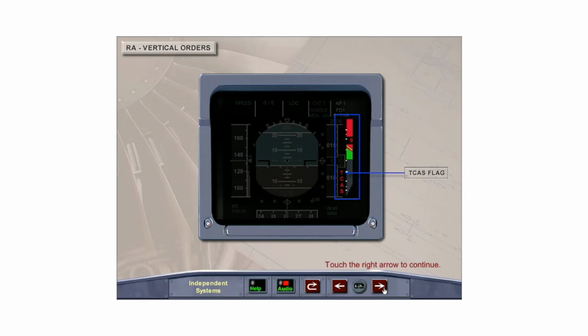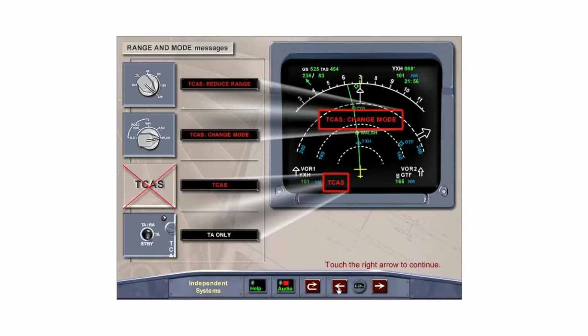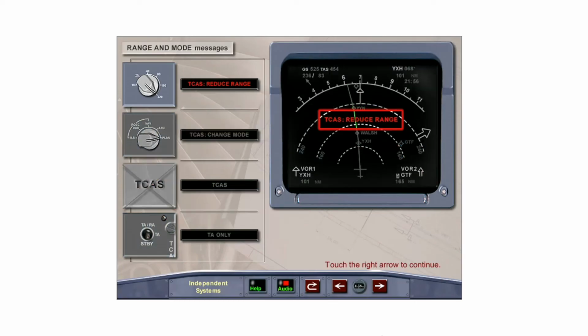The primary flight displays will display RA vertical orders on the vertical speed scale. The normally gray vertical speed background. The navigation display will display range and mode messages to alert the crew. The message "Reduce range" is displayed when a TA or RA is detected and the navigation display range is above the 40 nautical mile selection.